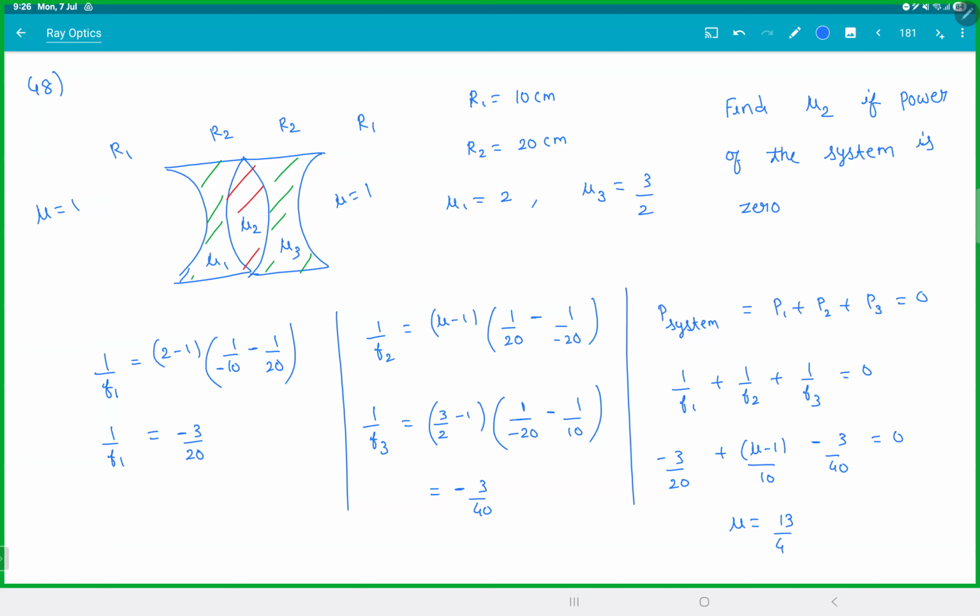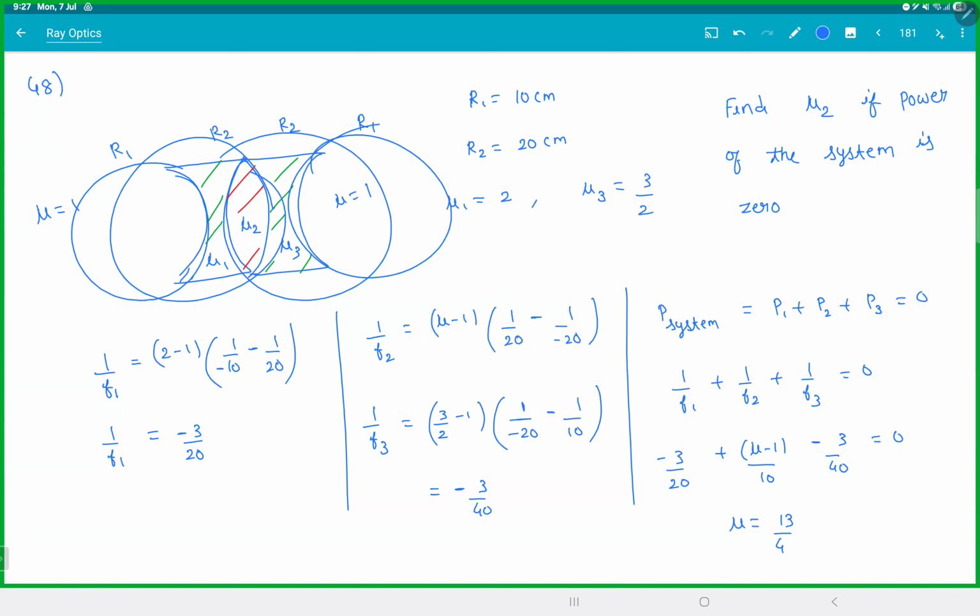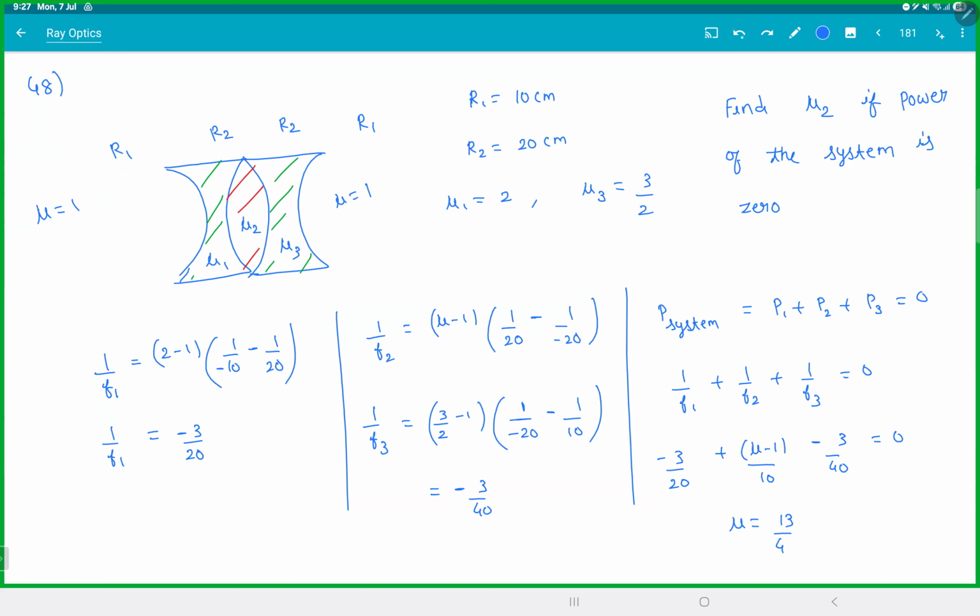Clear with this? Nothing there. Find the focal length, 1 by f. Be careful with the signs. Light rays are going from left to right. So this R1 is negative. This R2 is positive. This R2 is negative, and this R1 is positive. Be careful with the sign convention. This center is this side. This center is this side. So always check like that. Where is the center? Any doubts on this?